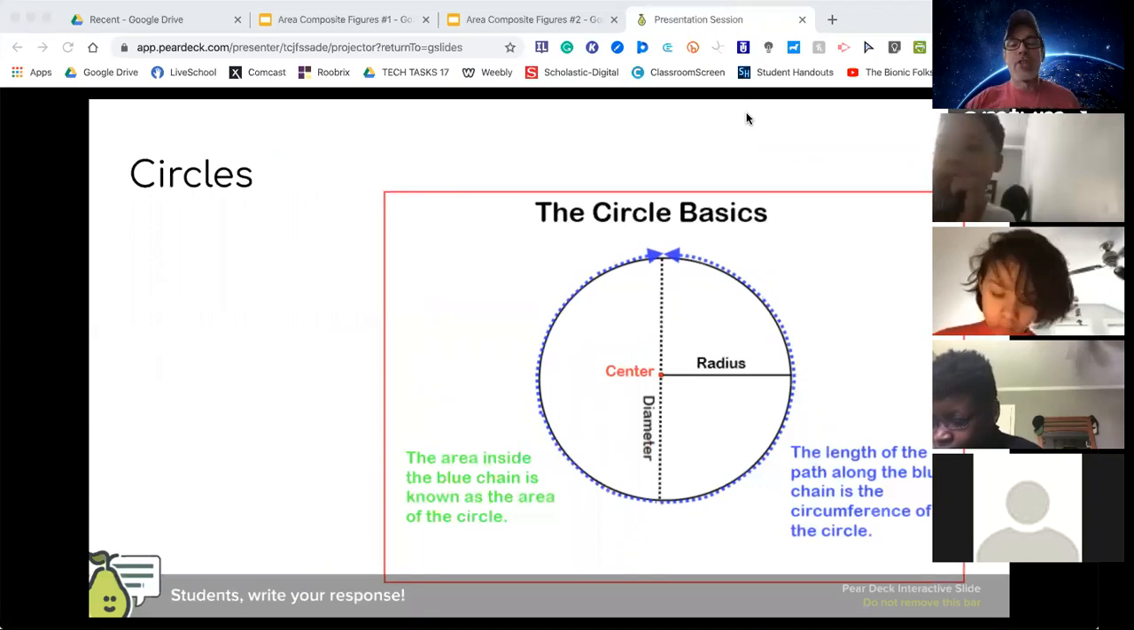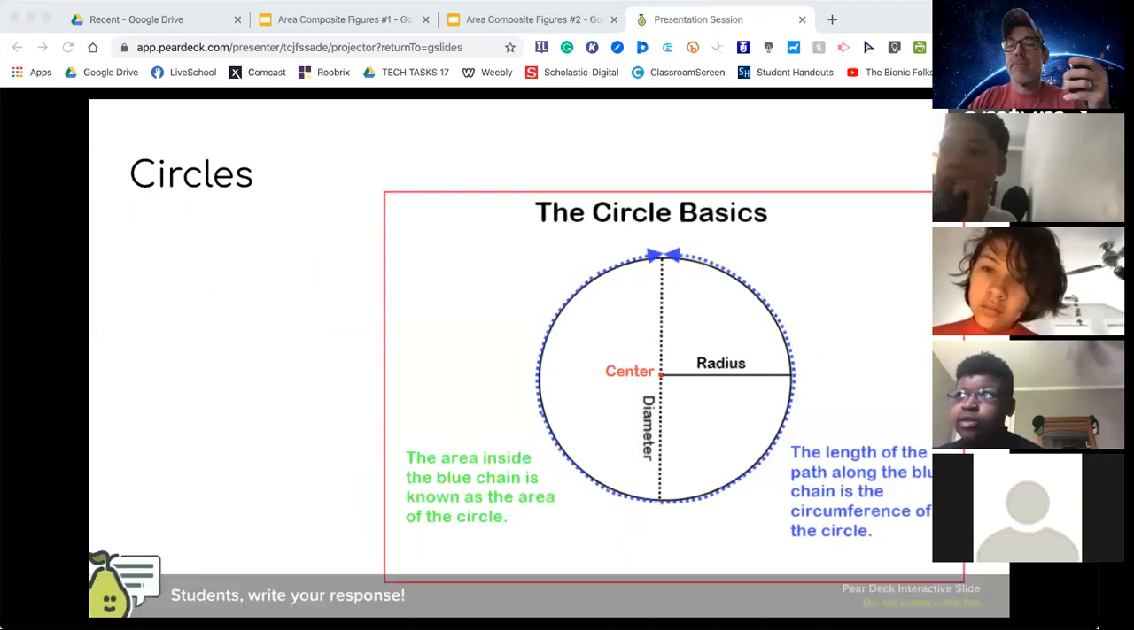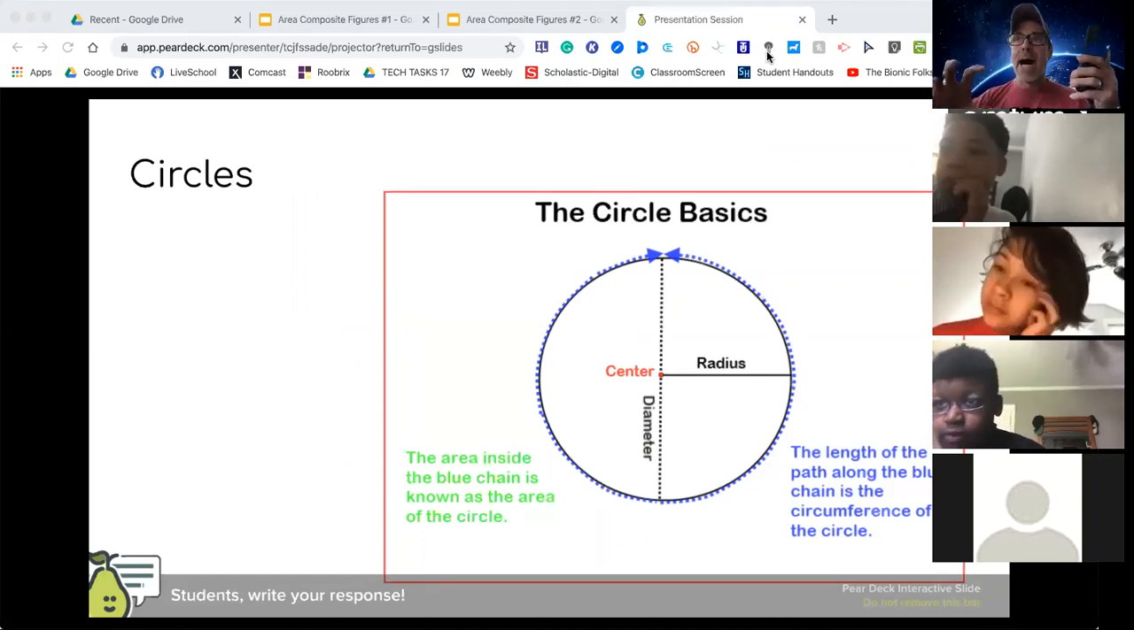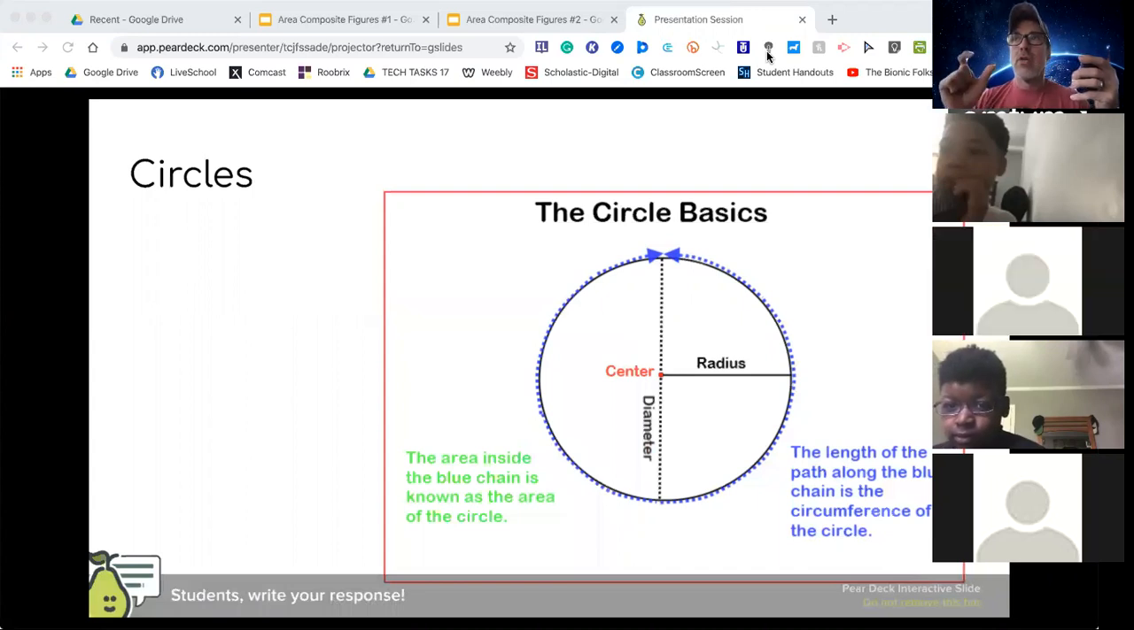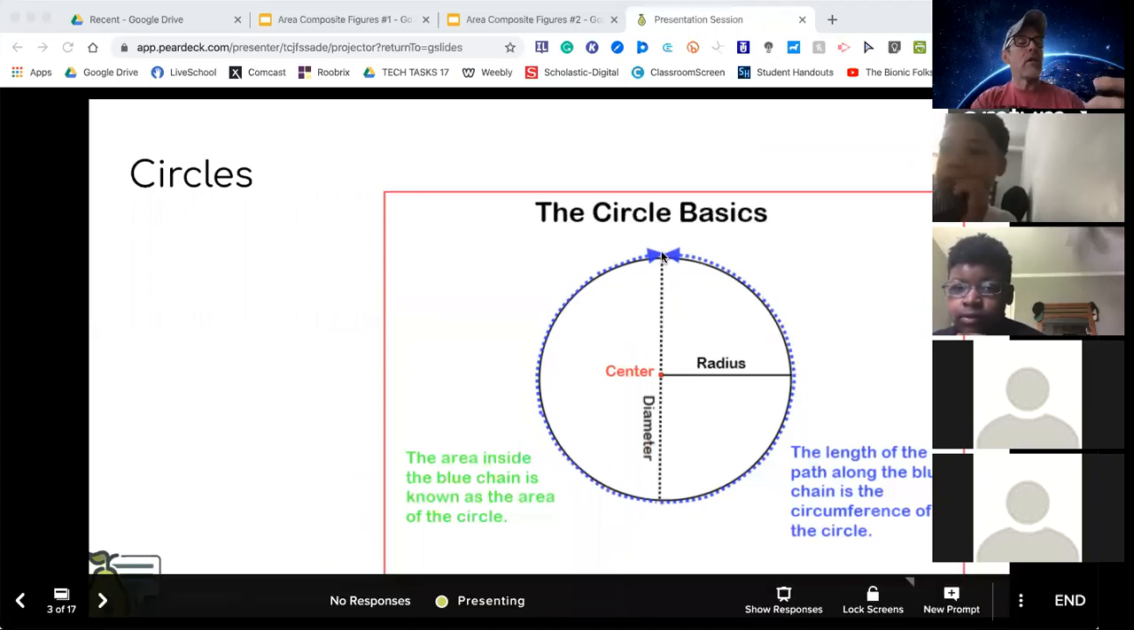So here are some circle basics. Basically, you have to multiply the radius by itself and then multiply it by 3.14. Correct, because the formula is pi times radius squared. All right. So a couple of things in case you're not clear.